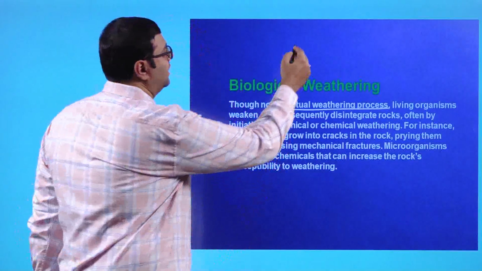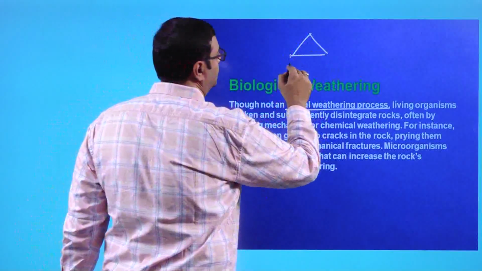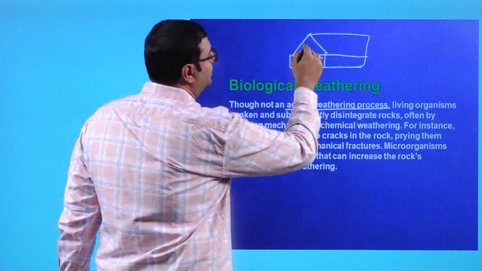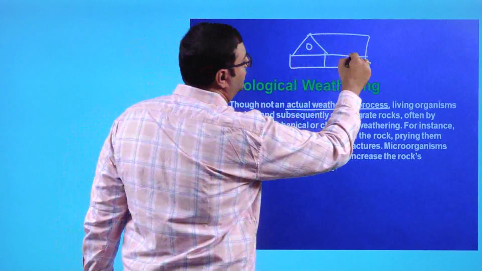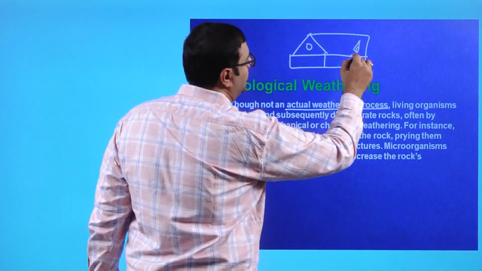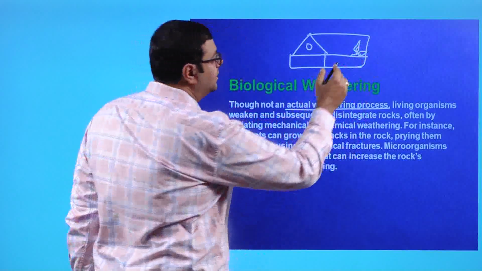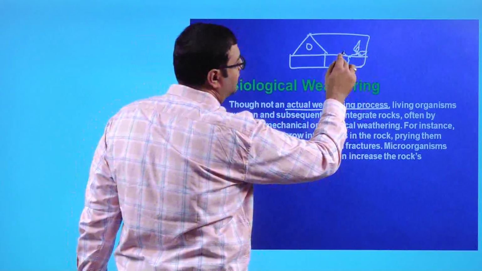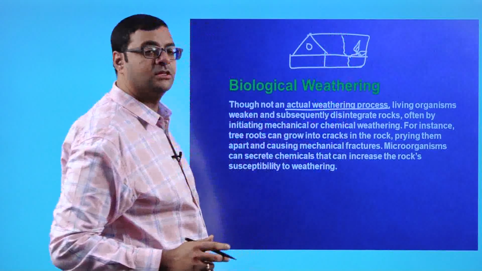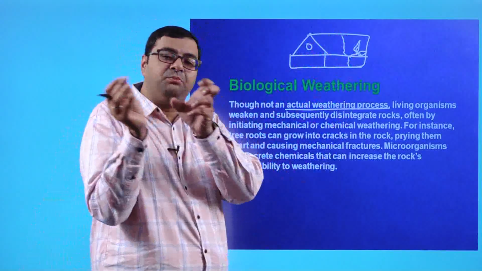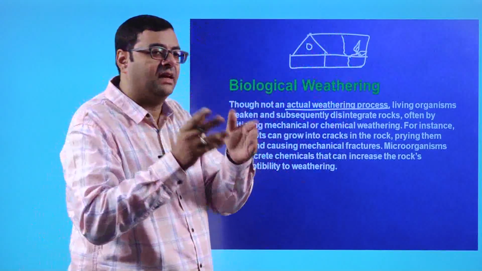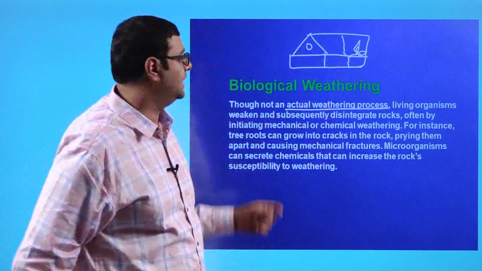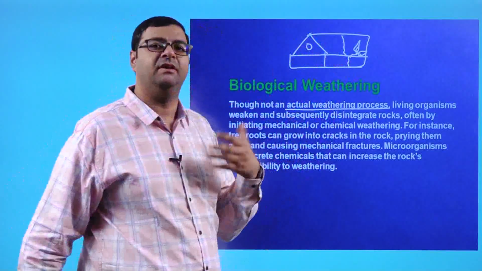So if there is a house like this, and you see a plant growing from here, these roots will go somewhere here inside. Slowly you can see a crack also developing like this. The roots are actually trying to penetrate into those crevices, and they are increasing the gap. Slowly they will start disintegrating that particular house, but it's a very long process.